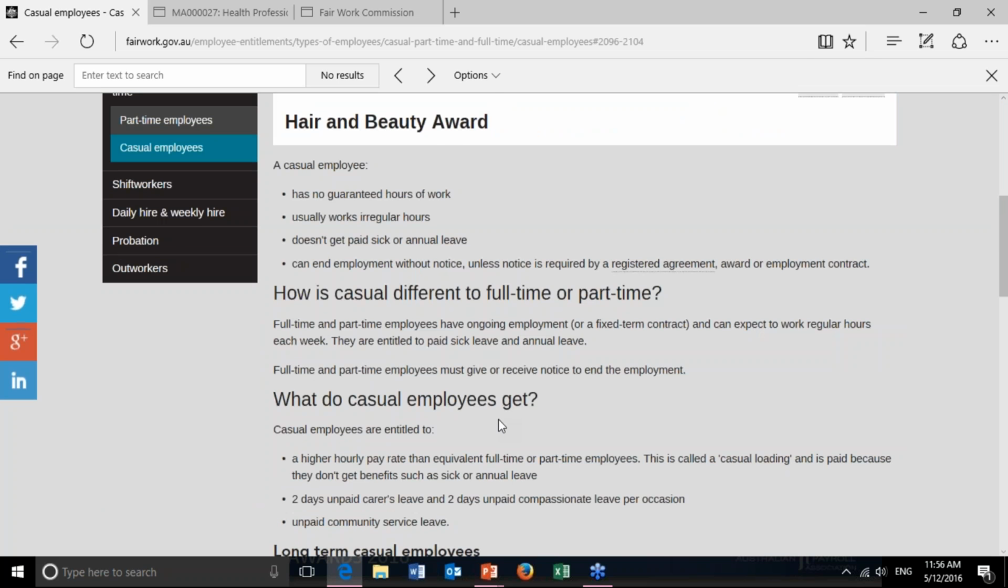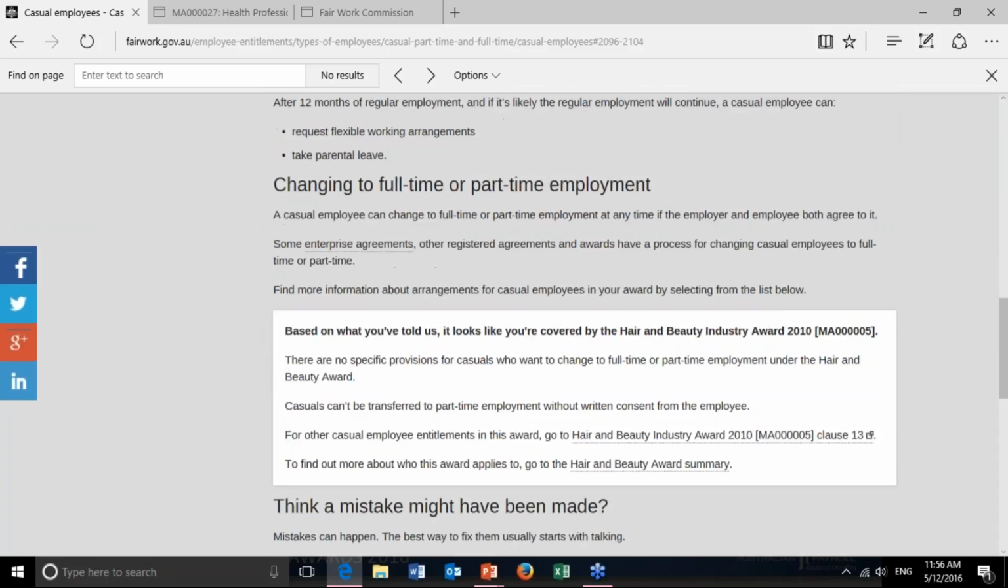So no, there are no specific provisions for casuals wanting to change to full-time or part-time, and there's no employer obligations to offer the casual employee who has had regular and systematic hours for a period of 6 months or more and will continue to do so. There's no obligation under this award to offer them permanency.